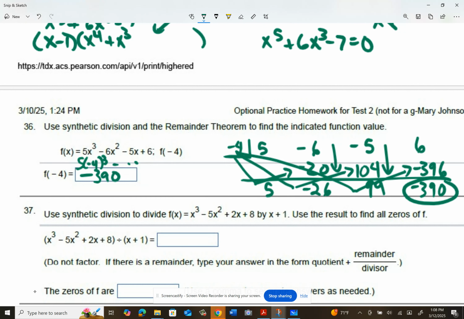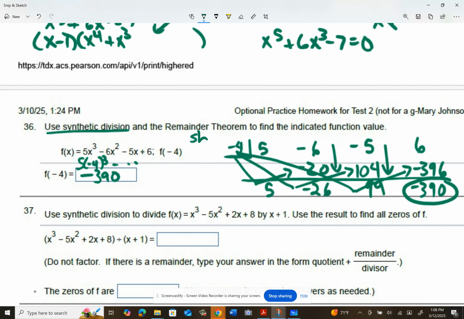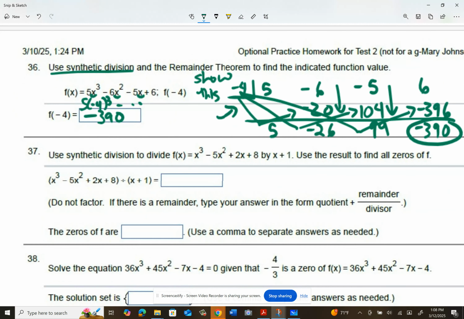If I ask you to use synthetic division to find the remainder, then you would have to show this here. But there's no reason why you couldn't check it by plugging in the -4 everywhere for x. There's no reason why you couldn't do that as a check, but it actually is pretty quick to just use synthetic division. Okay? All right, now, here's the real reason you're learning synthetic division.